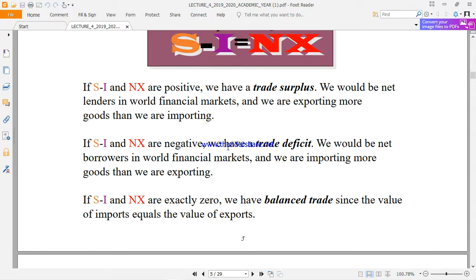Okay, so whenever savings are greater than investment, we have a positive trade balance, and a positive trade balance implies a trade surplus. Okay, good. So if that is true, then we're exporting more goods than we are importing. If savings are greater than investment, then we become net lenders in the world financial markets, and we are exporting more than we are importing. But again, the opposite is true.